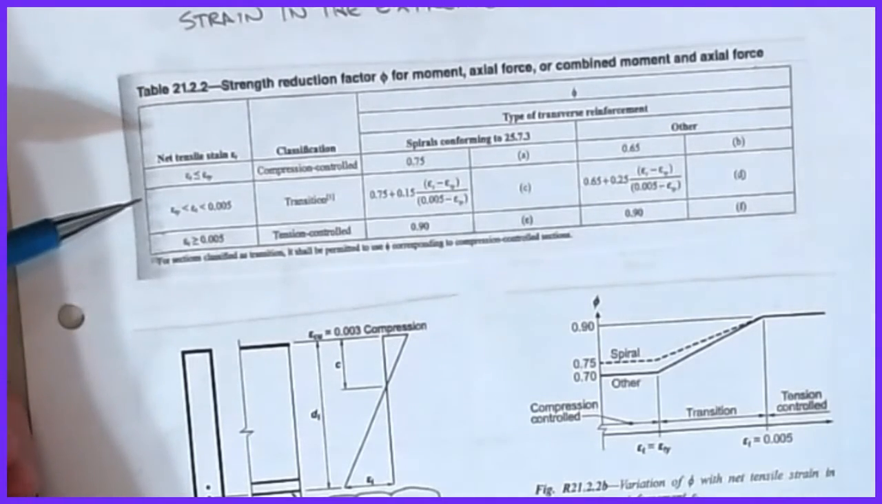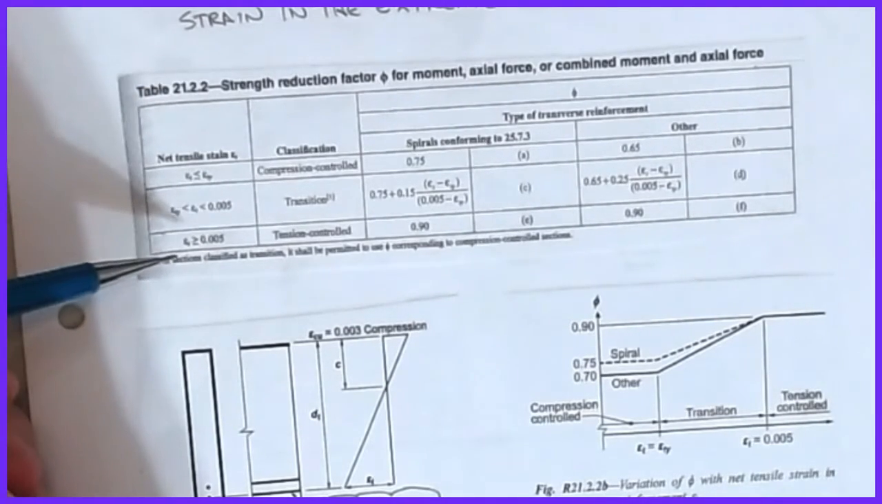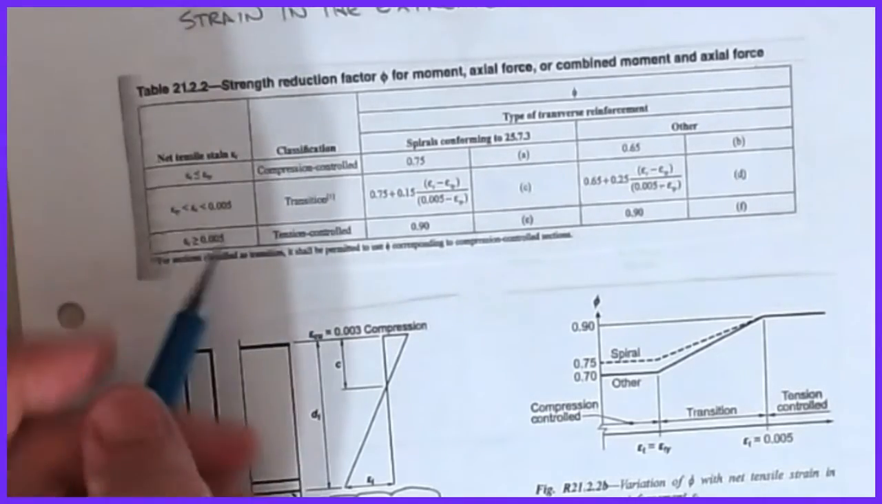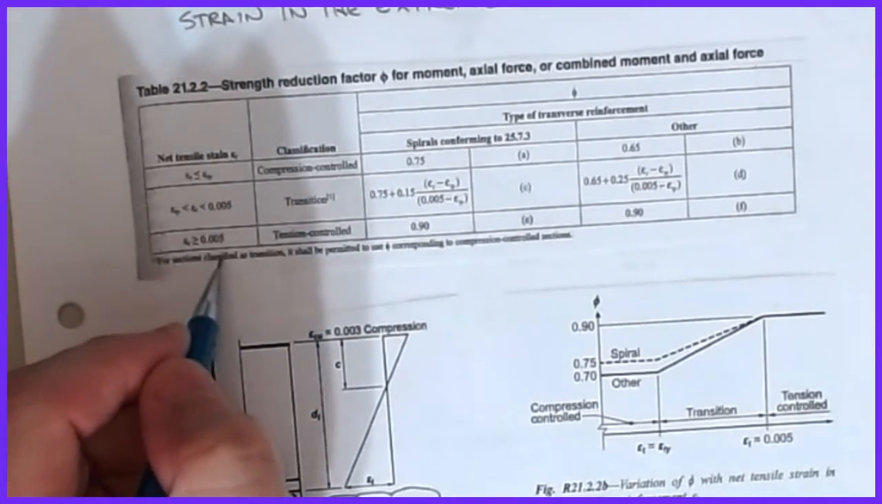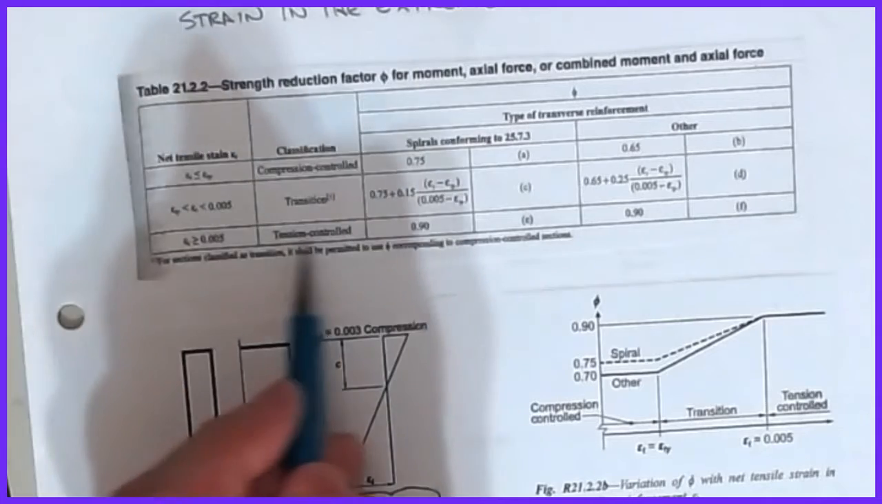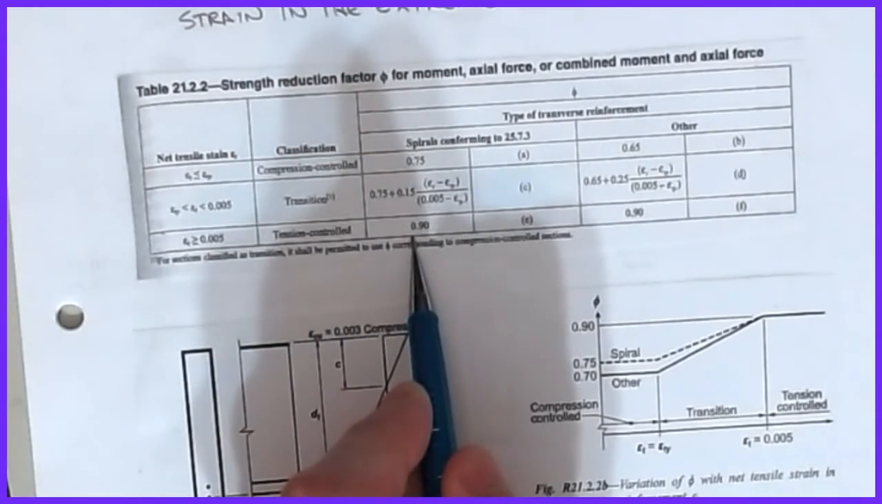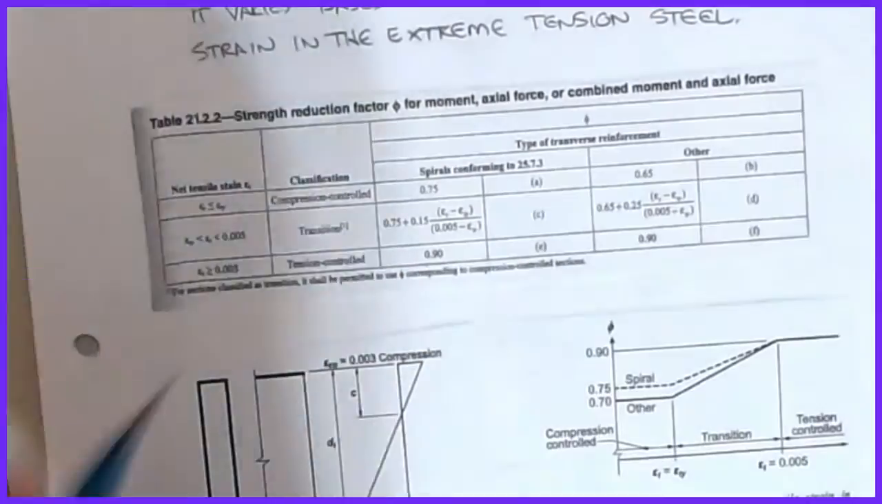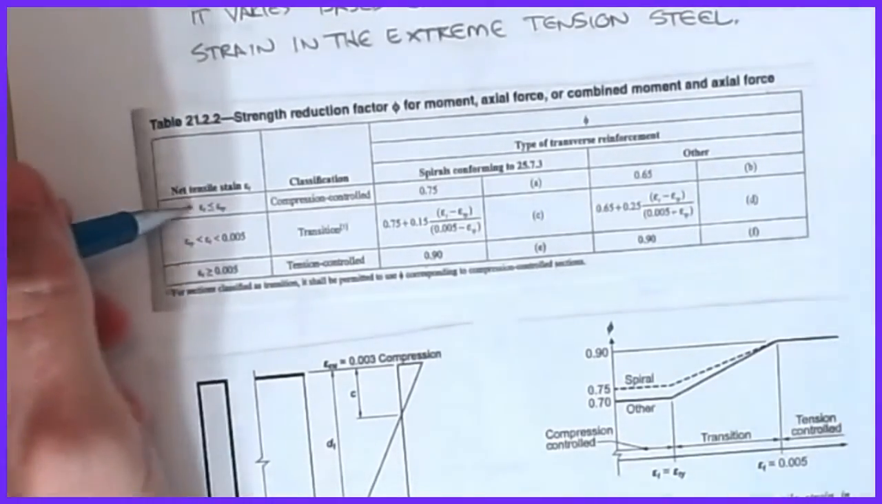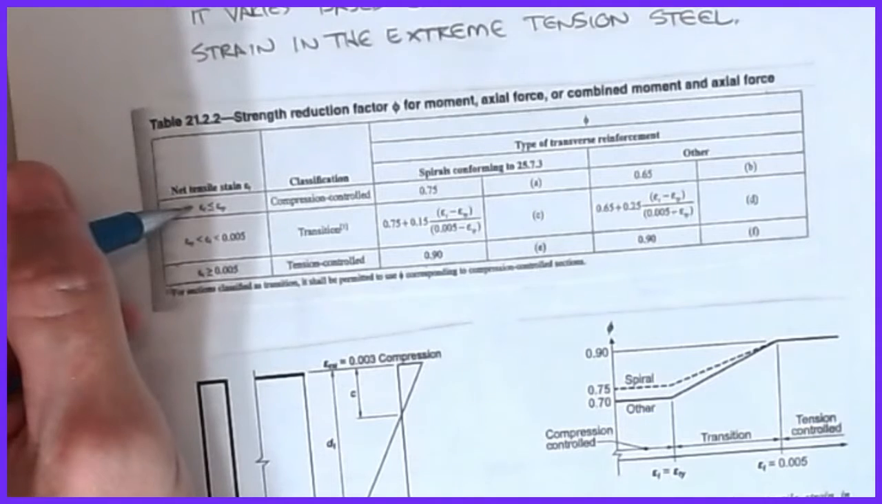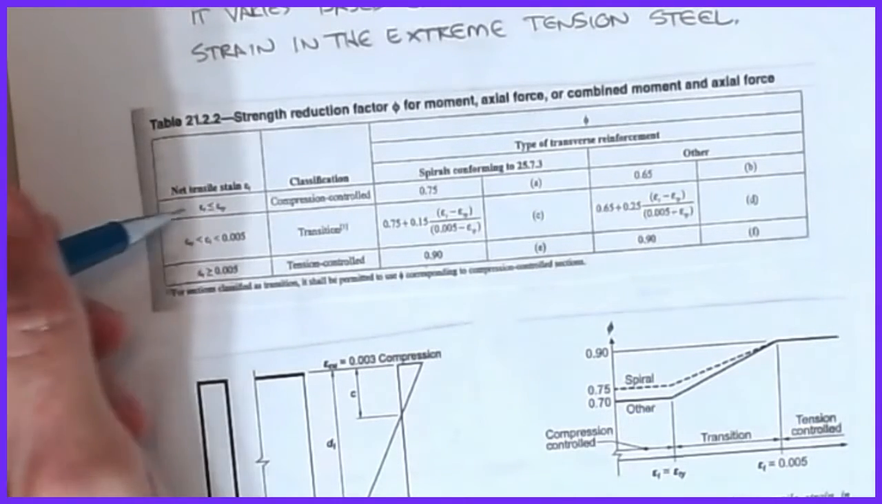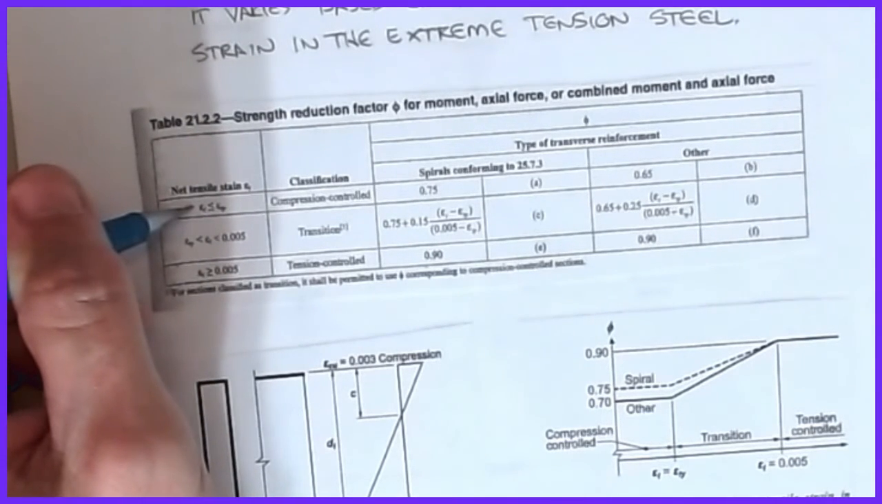So if my epsilon s is greater than 0.005, this is called a tension-controlled specimen, and it has a phi value of 0.9. If epsilon s is less than epsilon y, meaning the steel hasn't yielded, then the nominal capacity is controlled by the crushing strength of the concrete.